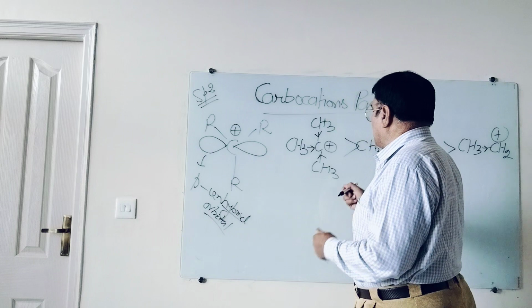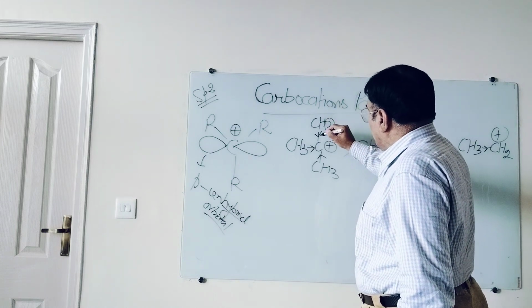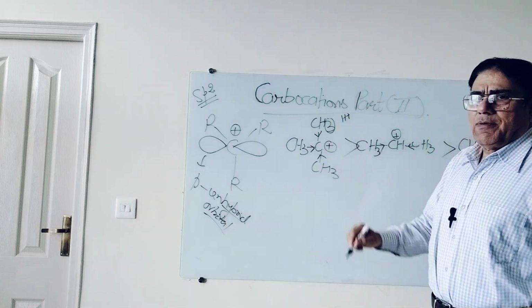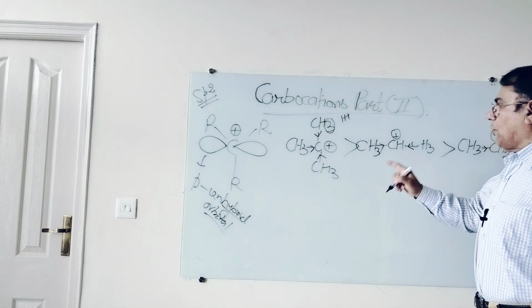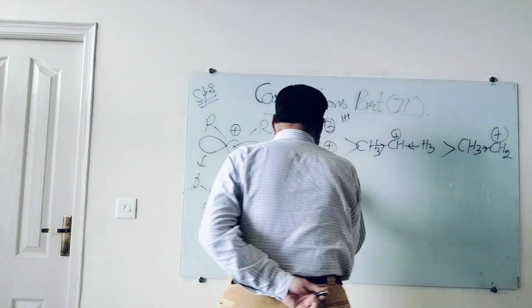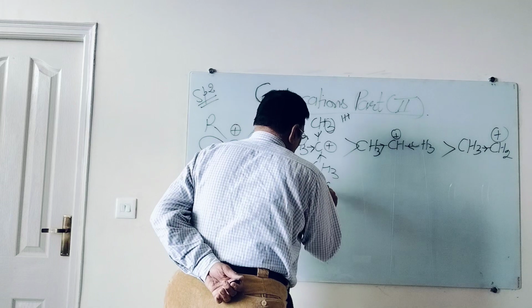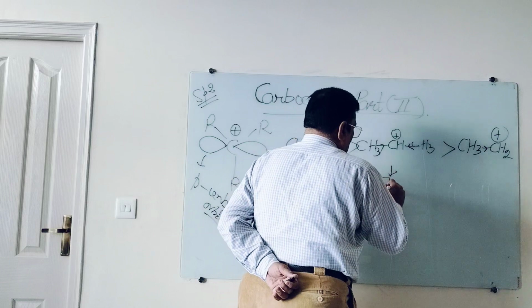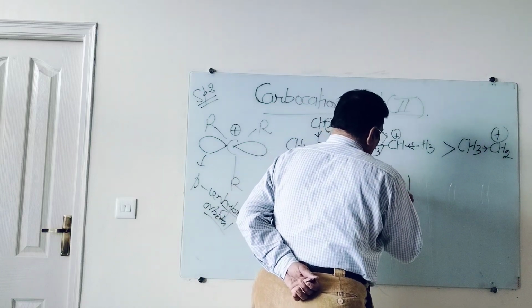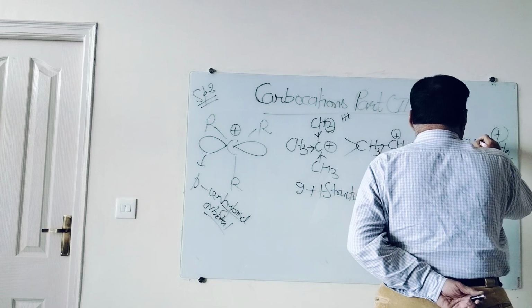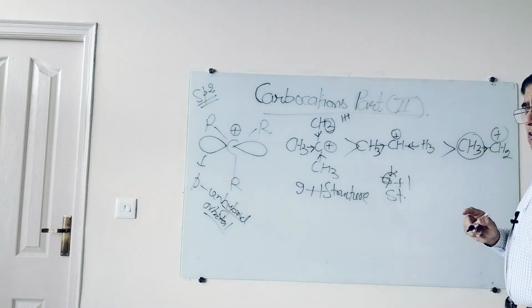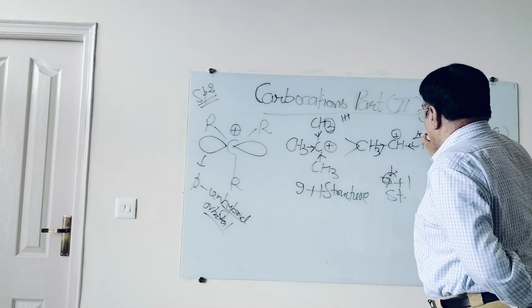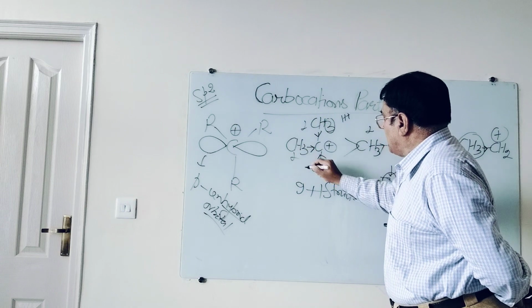In tertiary carbocation, one of the hydrogens will come here and one hydrogen will remain as such, with no bonding with the remaining species. So according to hyperconjugation also, here you have 9 plus 1 structures. In this case, I did say many times in my earlier lecture that in hyperconjugation only the alpha carbon counts. This is alpha, this is alpha, this is alpha.